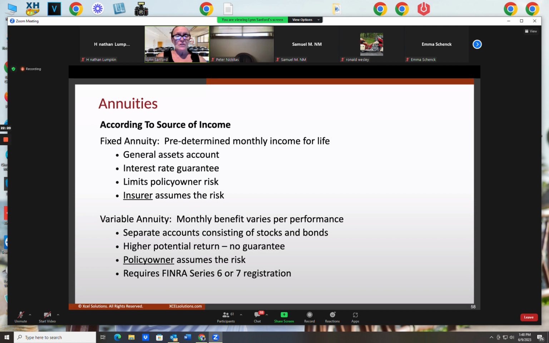Limits policy owner risk, because I have transferred the money from my checkbook over to the shoulders of the insurance company, and now it's in the big general account, becomes an asset of theirs, and now they invest it, and they pay me interest on it. So it limits the policy owner's risk. The insurance company assumes all the risk in a fixed annuity. But in a variable, I maintain all the risk right here on my shoulders.